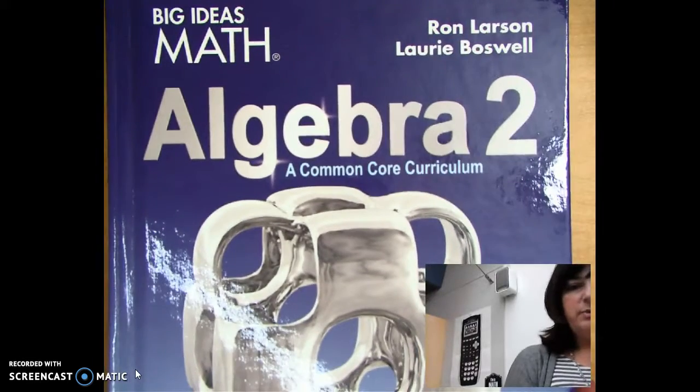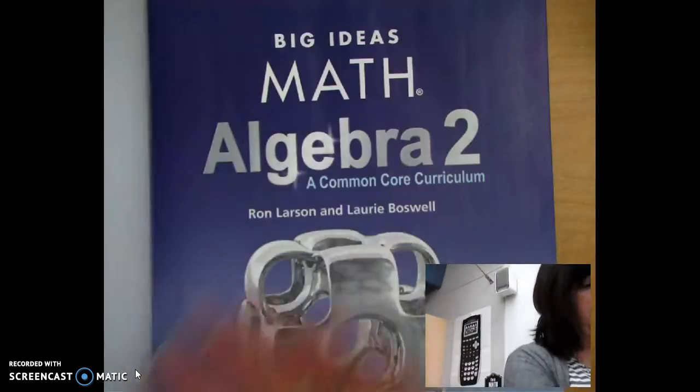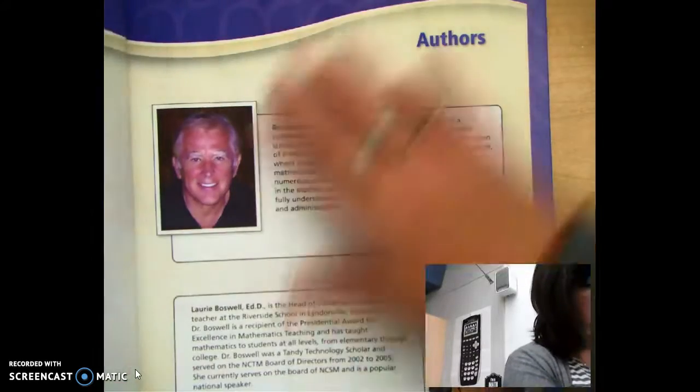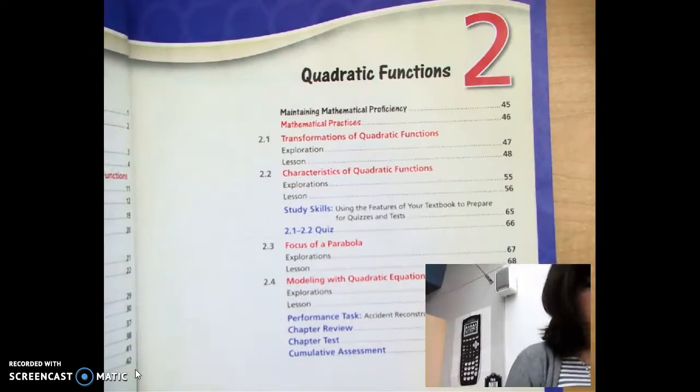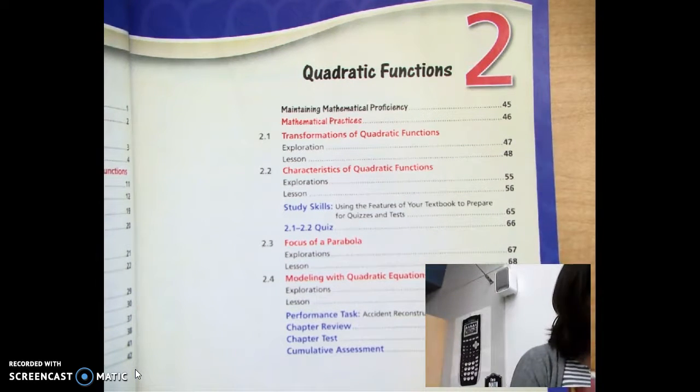Here's another student edition from a different Algebra 2 book. This is the book that we actually do use in my district. I don't teach out of it. They don't teach Algebra 2. So you can see a very traditional table of contents. These would probably be a one-day lesson, intended to be a one-day lesson.